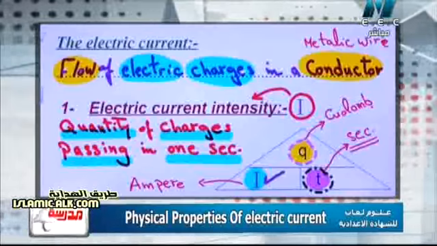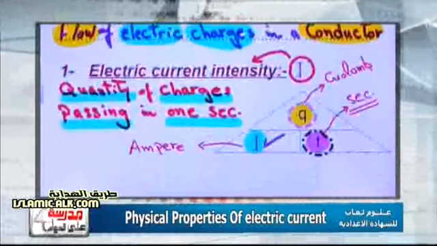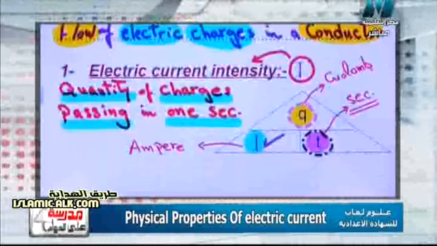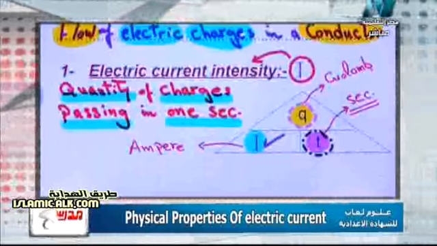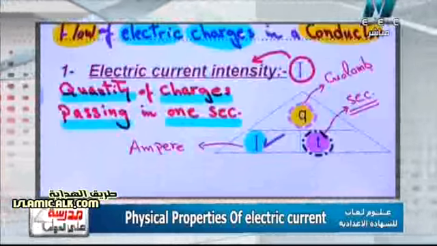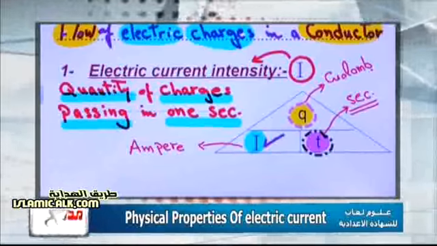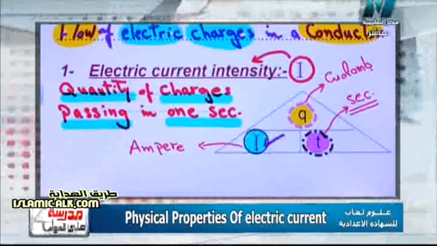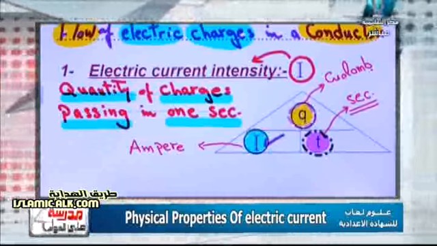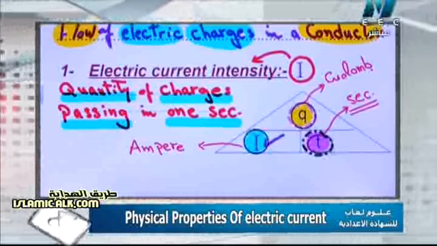Let's go back to electric current intensity. We define electric current intensity from the magic triangle. When I work on electric current intensity from the magic triangle, as you see here, we use electric current intensity: it is the quantity of charge passing through time, through time equal how many?